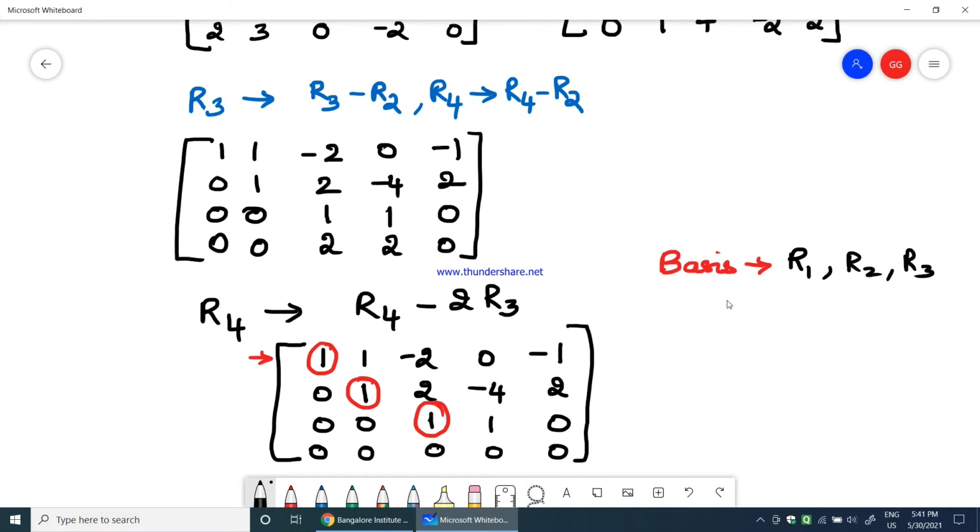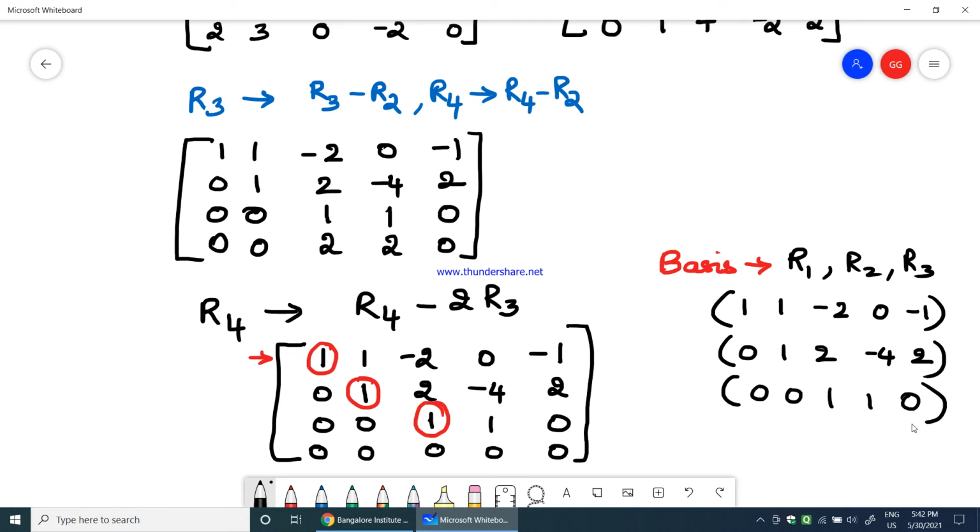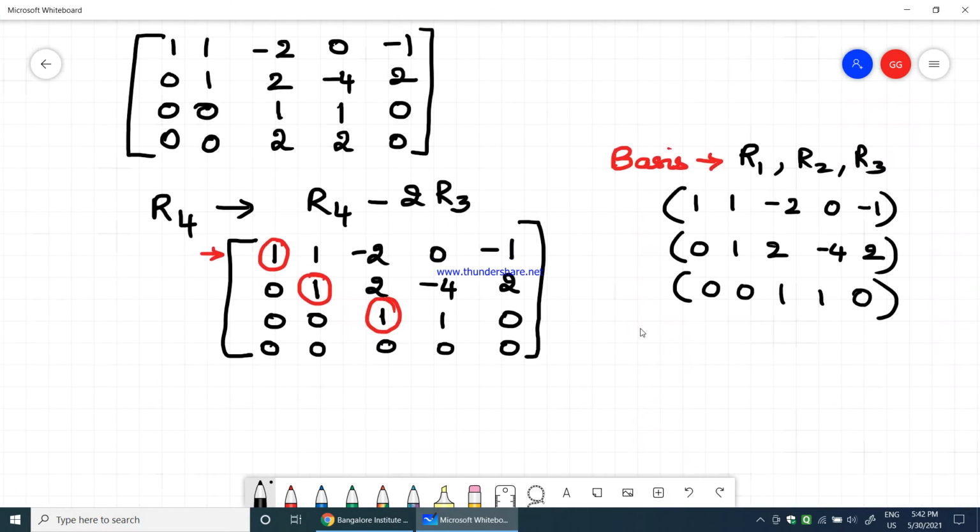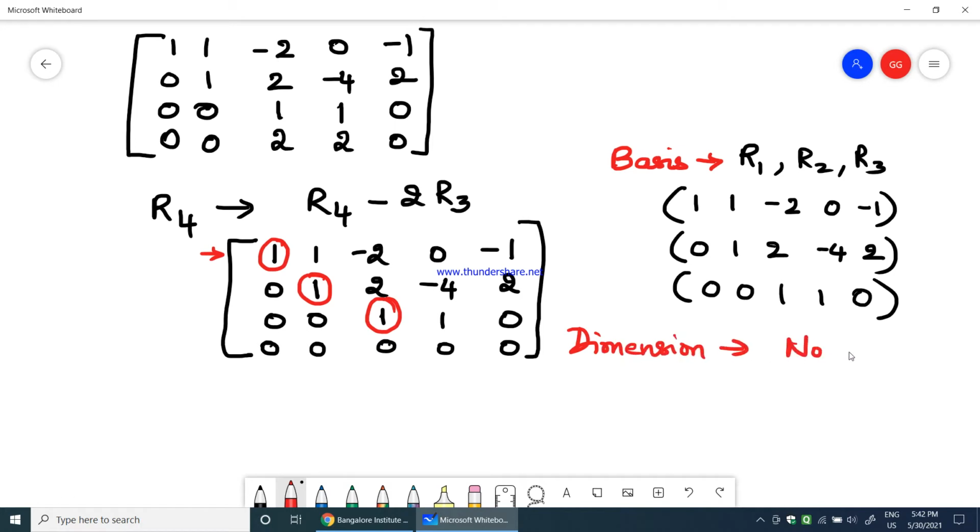Therefore the 3 bases that we get here is, the first basis is 1, 1, minus 2, 0 and minus 1. The second basis is 0, 1, 2, minus 4 and 2. And the third basis is 0, 0, 1, 1, 0. So these are the 3 bases for this particular given matrix. And then the dimension is nothing but the number of bases. The dimension is always equal to the number of bases. So the number of bases here equals 3. So therefore dimension equals 3.